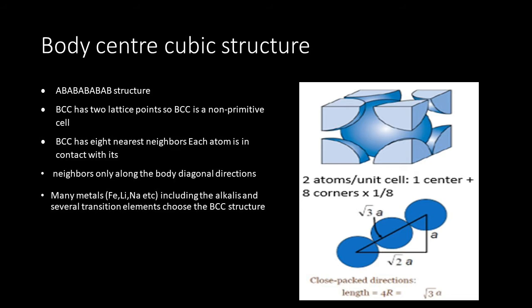But body-centered cubic structure, or BCC, to make it easy to remember, is that it has one whole atom in the middle. BCC has two lattice points. It is a non-primitive cell, and the coordination number is 8. Some examples of body-centered cubic structure are lithium and sodium, and it has a 68% atomic packaging factor.